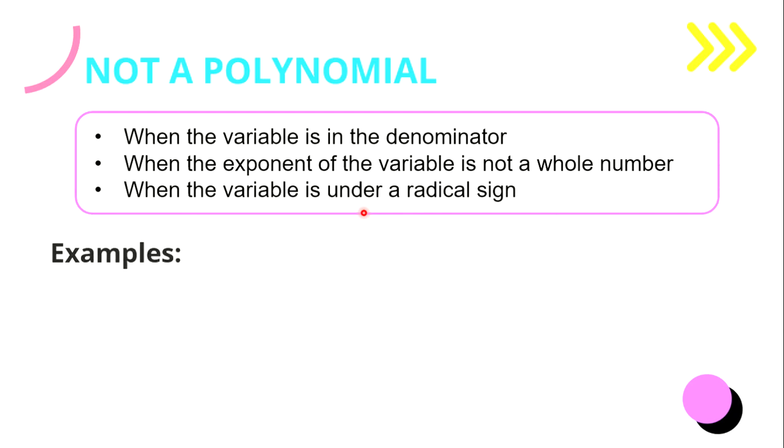So we have here examples of non-polynomials. If we observe the first example, 2a plus b all over 3c, it violates our definition of a polynomial. As you can see here, it falls under our first condition of not being a polynomial, where the variable is in the denominator.